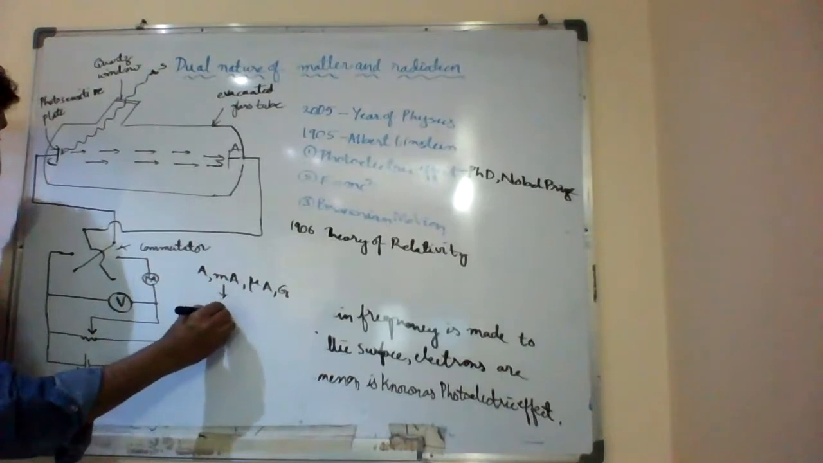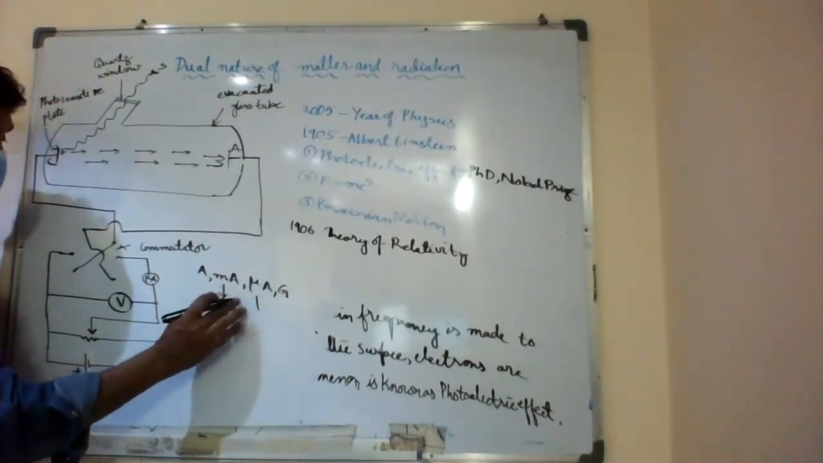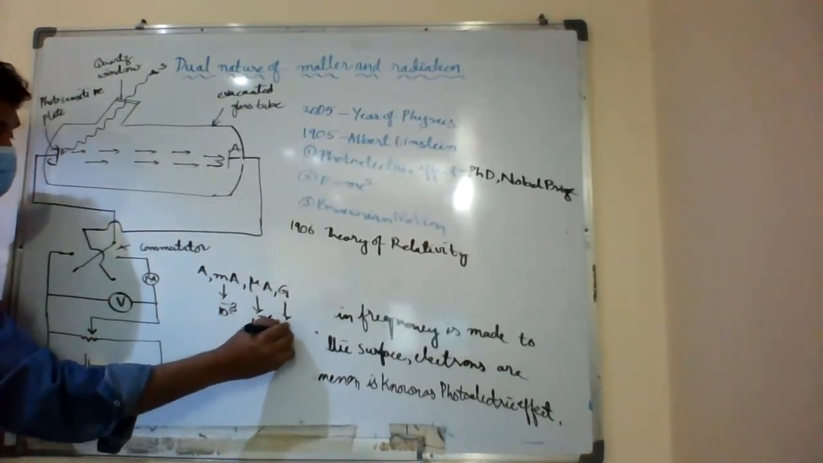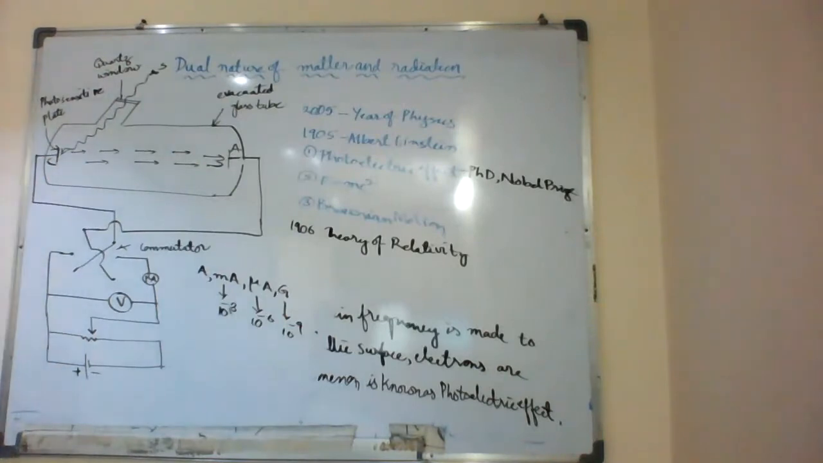Micro means 10 to the power of minus 6. Milli means 10 to the power of minus 3. Galvano is just to detect the current. For that purpose we use that. Instead of saying nano ammeter, we say galvanometer. Understood? It is used only to detect or measure a current of very minute magnitude.